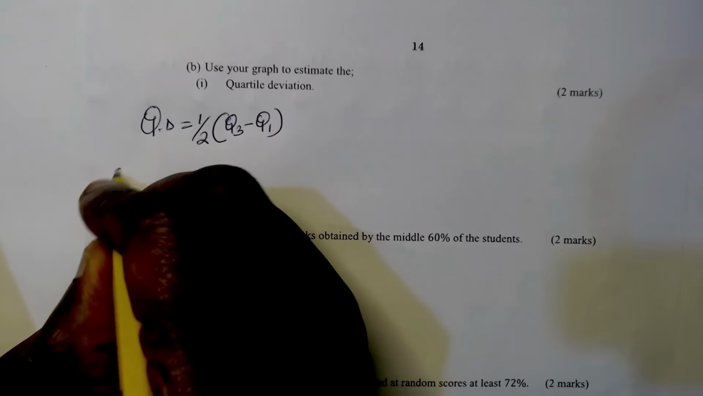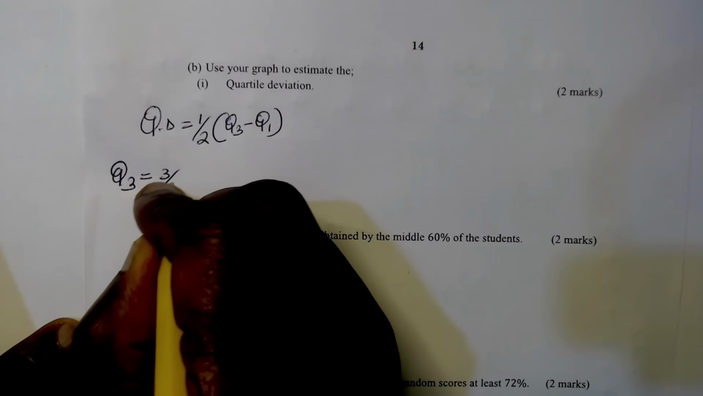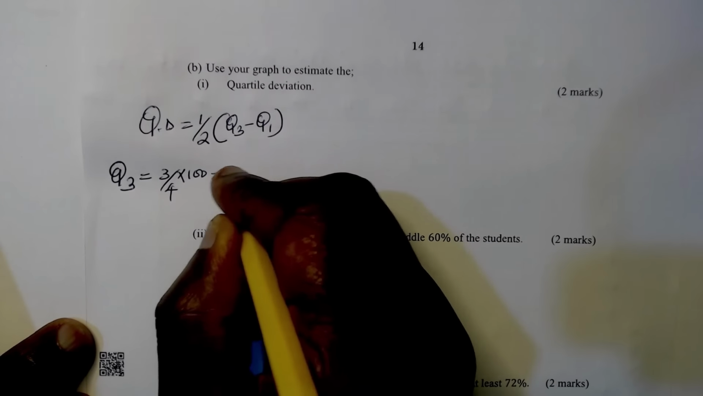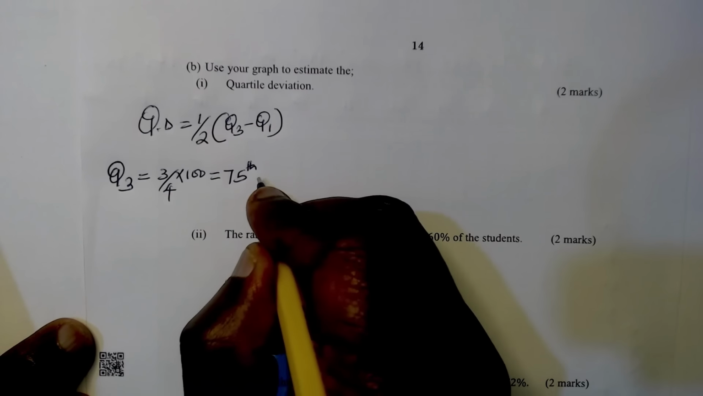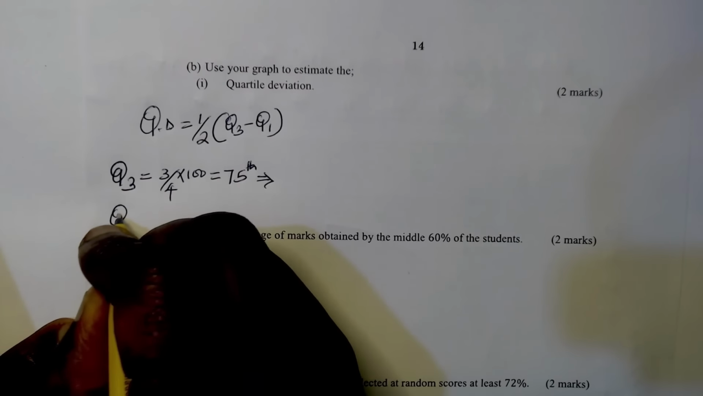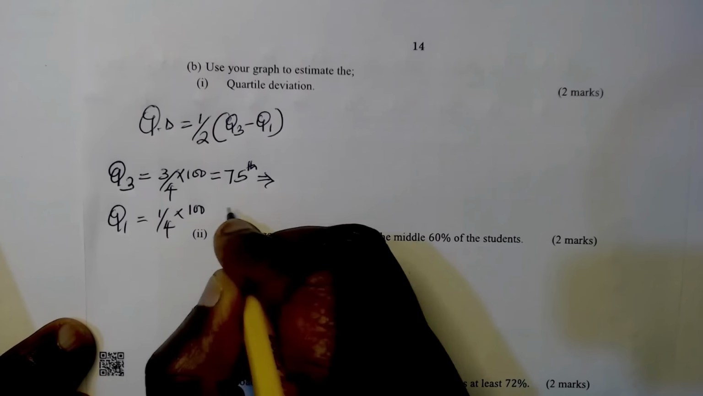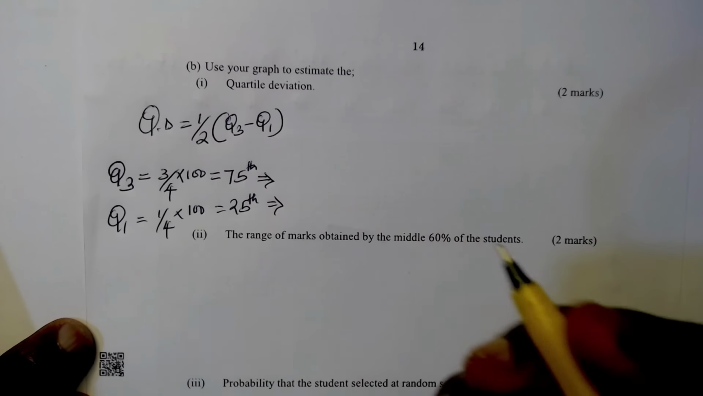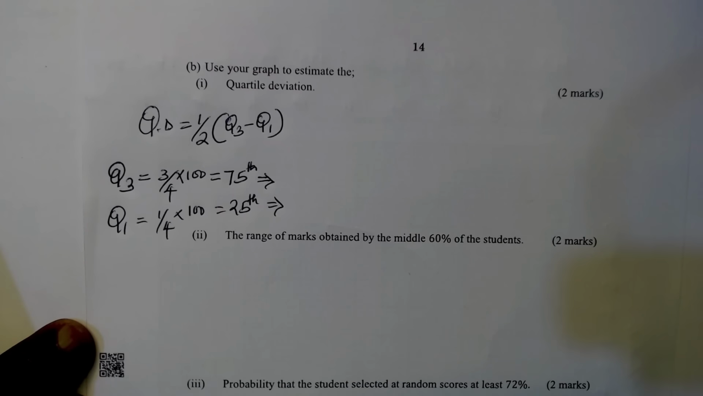What is Q3? Q3 is the upper quartile, and you get it by taking 3/4 of the total frequency. Total frequency is 100, so this will give the position as the 75th student. That is how you're going to get the upper quartile, 75th student. Then Q1, that is a quarter of the total frequency, and this will give us the 25th student, the lower quartile. So we go to the 75th student to get the upper quartile, and this is how we're going to do it.